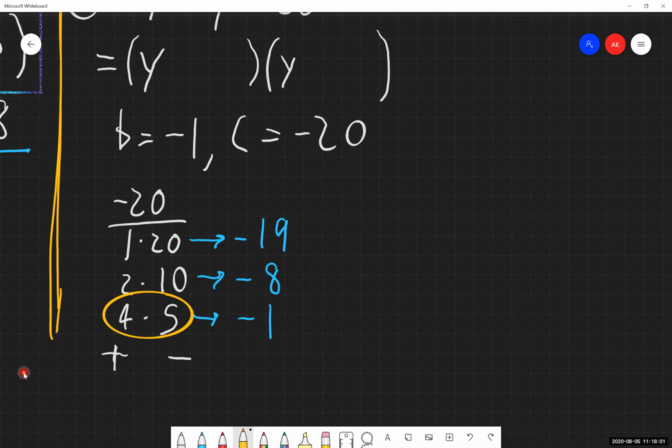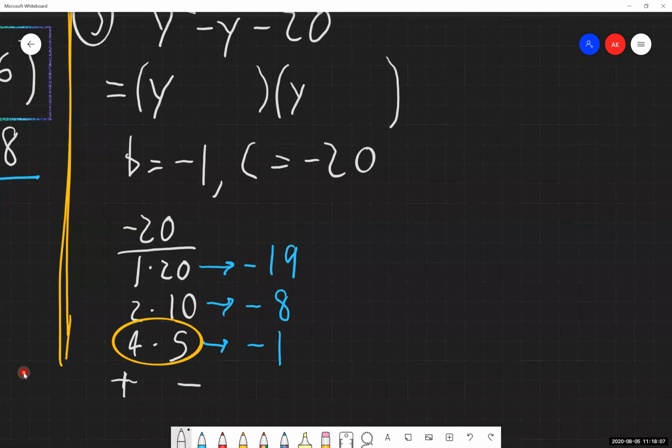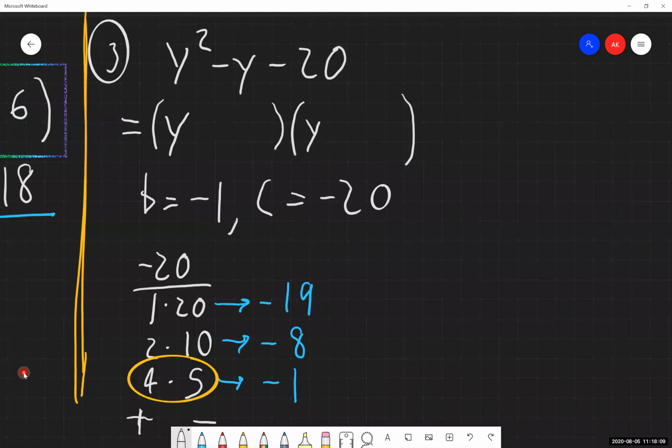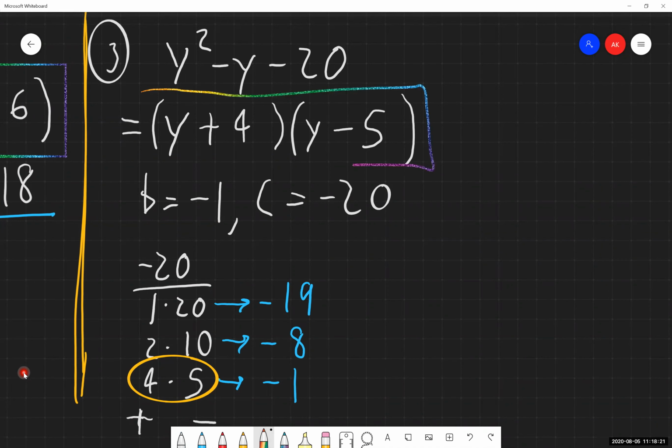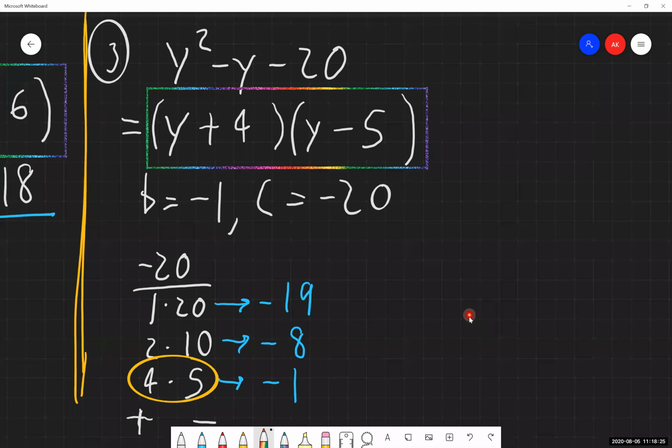So I have just found my two values that I need. And now I can plug that into the shell of the final answer that we had. Y plus 4, y minus 5. And again, the way you order this, it doesn't matter. You could have y minus 5 in front, and then y plus 4 is the second thing. That works just fine also. But one of them needs to be y plus 4, one of them needs to be y minus 5.